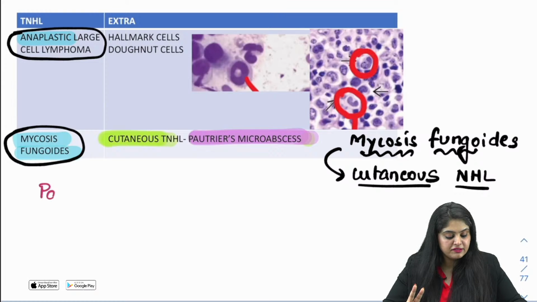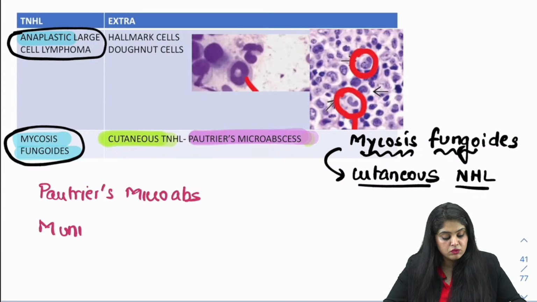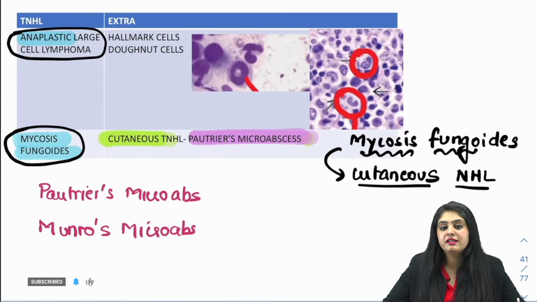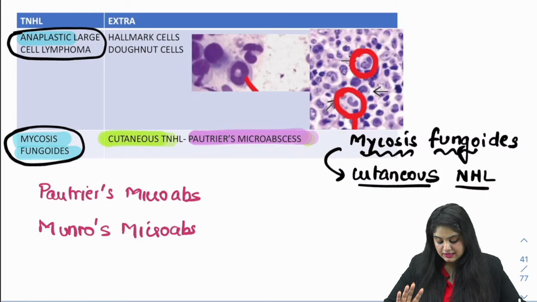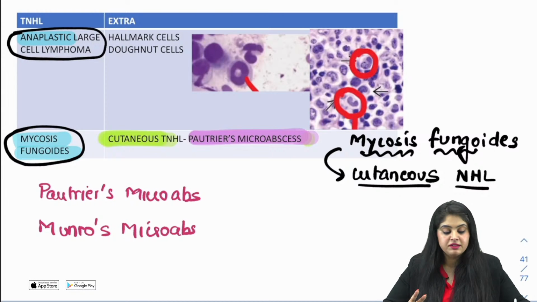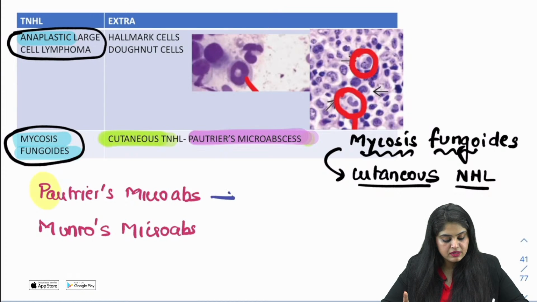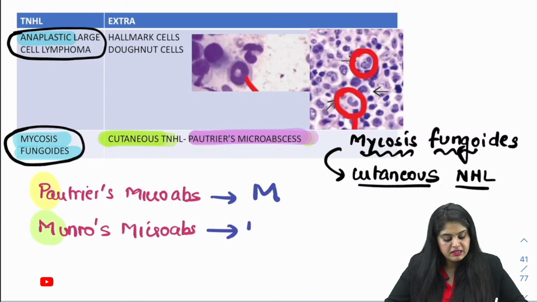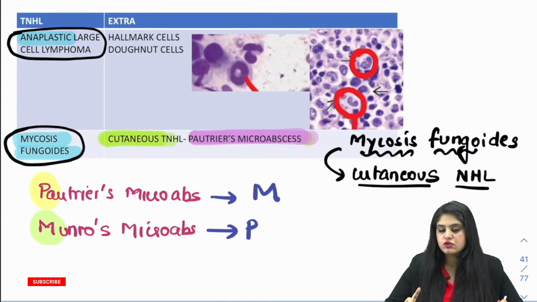There are two abscesses. There is something known as Pottrier's microabscess in dermatology, and the second one is what? Very good, Munro's microabscess. This is a very common source of confusion: which skin disease shows which abscess? Remember PMMP. That is how we learn. PMMP means if you've got a P written over here, then the disease has to be an M. If M is written over here, then the disease has to be a P. So remember, you will have to do the PM combination.